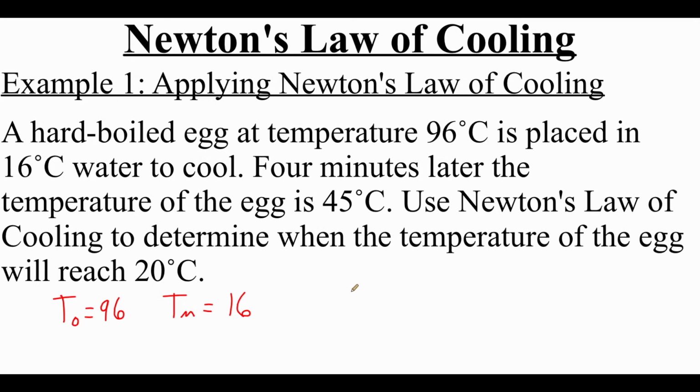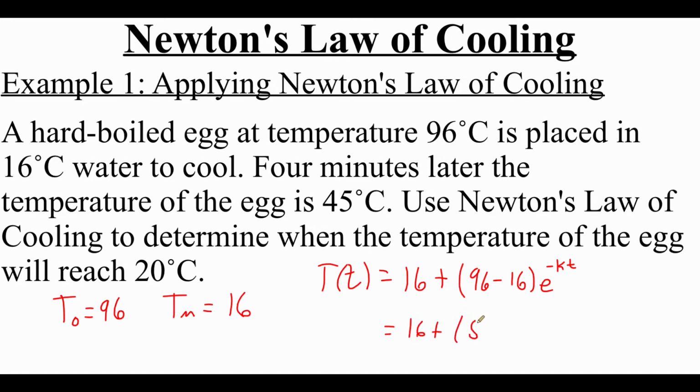So if we take the information that we've got and plug that into Newton's law of cooling, let's say the temperature based on our time, well, the temperature of the medium is that 16 degrees, plus we've got our initial temperature minus the temperature of that medium, and we're going to take that and multiply that by e raised to the power of negative kt. Now, inside of our parentheses, we can simplify that down. So that's going to be 16 plus 80 times e to the negative kt.